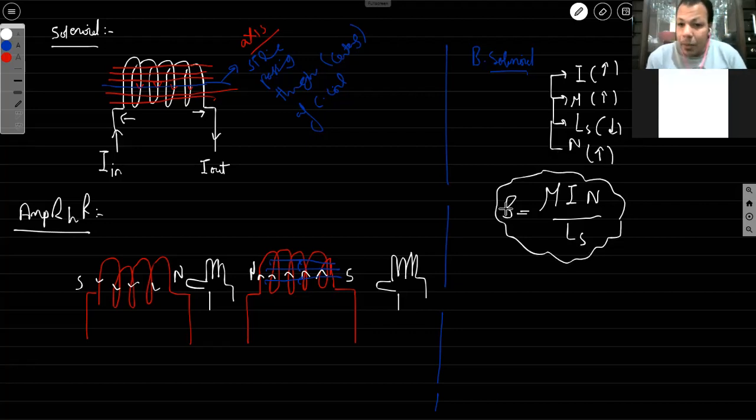So again, B is directly proportional to mu, which is 4 pi times 10 to the power negative 7 in case of air or free space, multiplied by the current passing through the solenoid, multiplied by the number of turns of the solenoid, divided by the length of the solenoid. As the length of the solenoid increases for the same number of turns, say we have 5 turns, it means that the distances between each turn and the next will increase, and this will weaken the magnetic flux density.